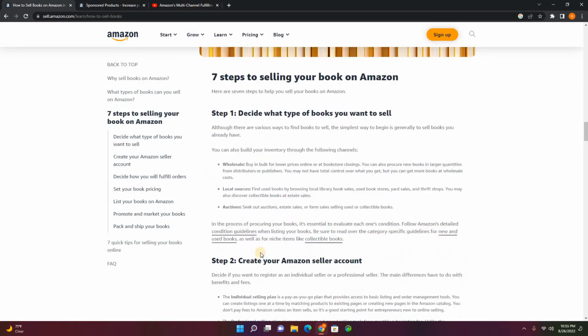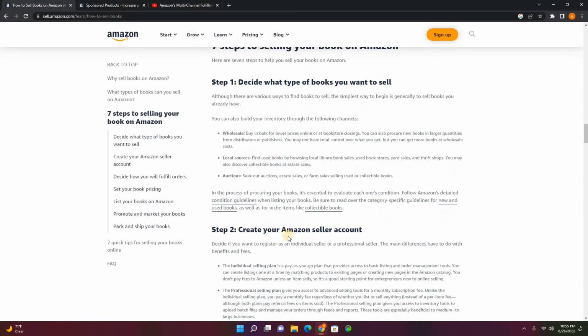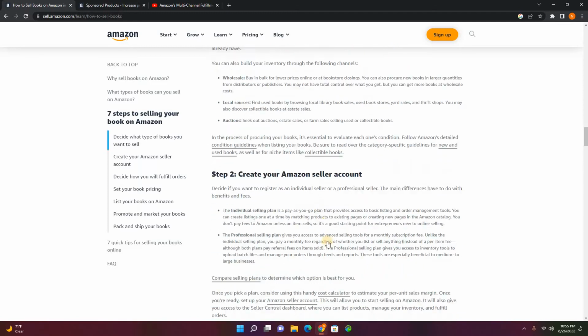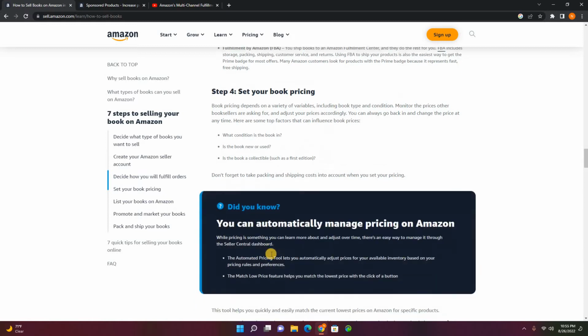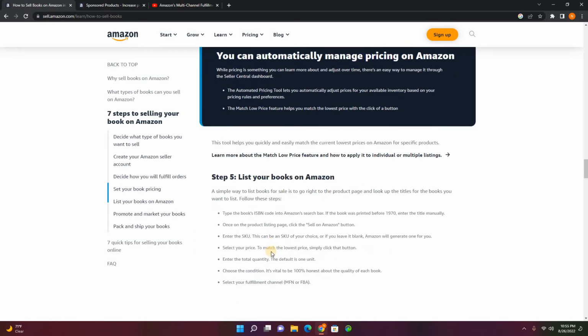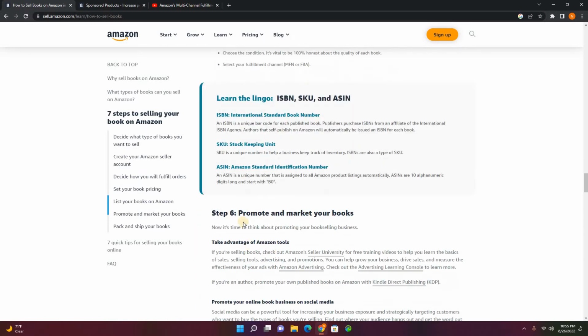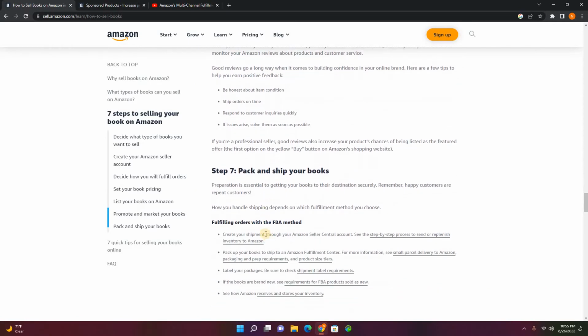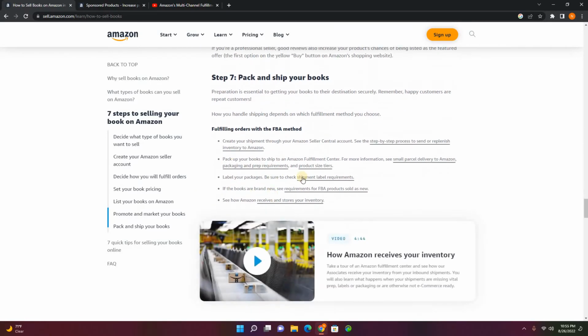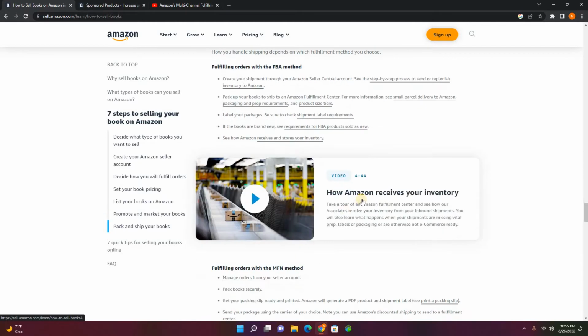Step 7, okay guys, increase your Amazon seller account. Step 3, step 4, step 5. This is about SN, like barcode. Step 6, promote, pick and ship, fulfillment, okay. How Amazon receives your inventory, let me show you.